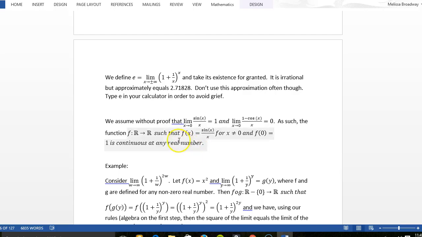Now, the quotient and product of continuous functions is continuous, so we're continuous at any non-zero point on account of the quotient of continuous functions. We're assuming that rationals, polynomials, and trig functions are continuous and all that, as long as the domain is appropriate.